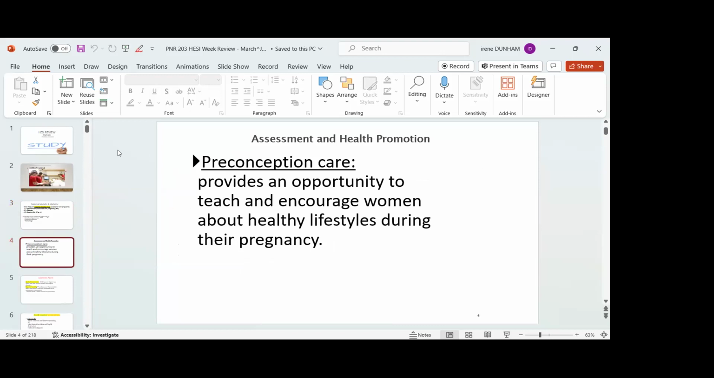Okay, so in the beginning, we always like to get a woman in to see her obstetrician before she gets pregnant. It's called preconception care. And what we want to do is get her on the vitamins, teach and encourage her about a healthy lifestyle during the pregnancy. Remember something, healthy moms equal healthy babies.